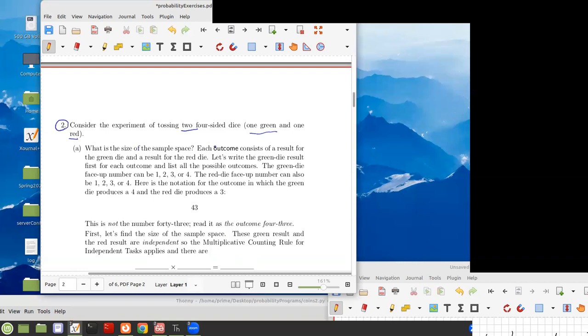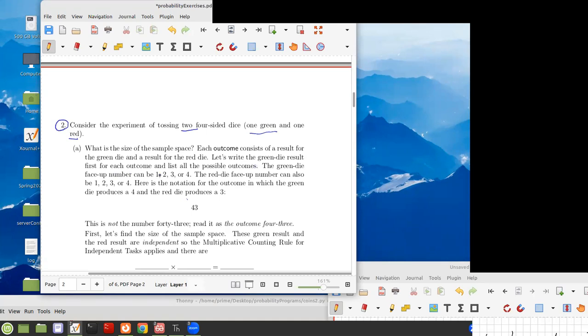Well, the experiment is you roll the 2 dice. So there's going to be a number up on the green die and a number up on the red die. So an outcome consists of a result for the green die and a result for the red die. So it's going to be a green 1, 2, 3, or 4 and a red 1, 2, 3, or 4. So we need a notation so we can talk about these outcomes. Let's write the green die result first, and list all the possible outcomes.